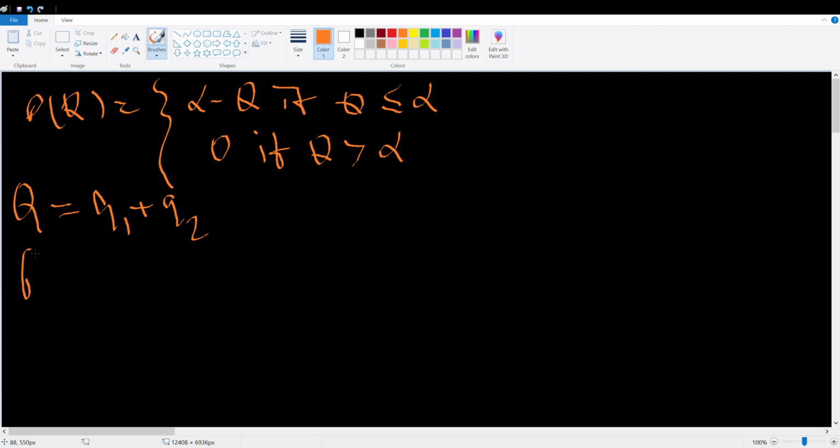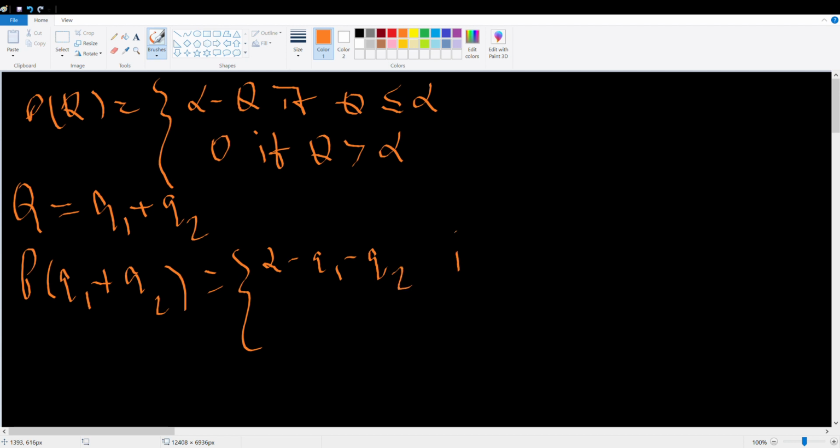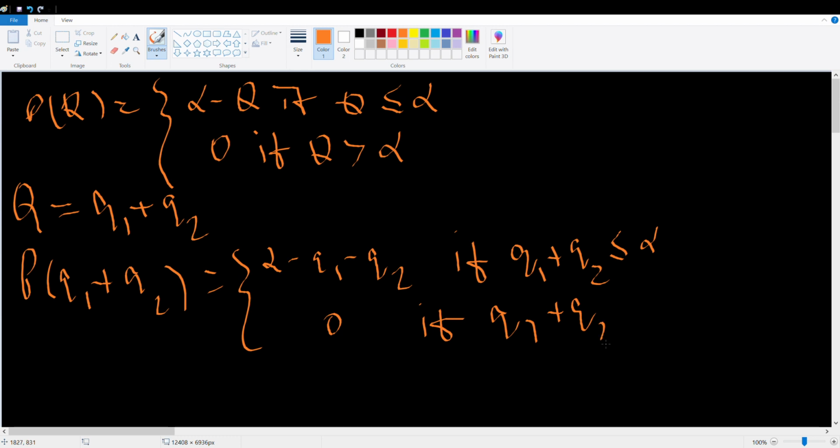So in the case of a duopoly, we can rewrite our inverse demand function as follows. And this would be alpha minus Q1 minus Q2 if Q1 plus Q2 is less than or equal to alpha, and 0 if Q1 plus Q2 is greater than alpha.